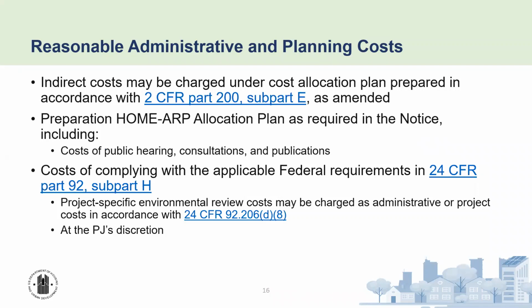Indirect costs may also be charged to administrative and planning costs as long as it's under a cost allocation plan, and given that it is prepared in accordance with 24 CFR Part 200 Subpart E as amended. You may also prepare your HOME-ARP allocation plan and expend funds for the costs of public hearings, costs of consultants, and costs of publications for this plan. And lastly, costs of complying with the applicable federal requirements in 24 CFR Part 92, Subpart H.